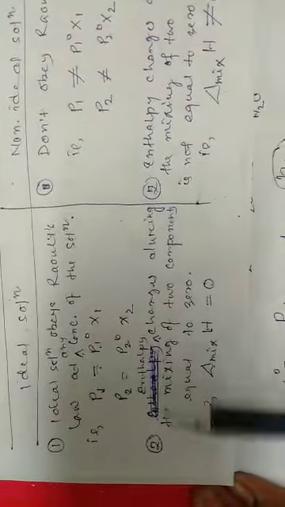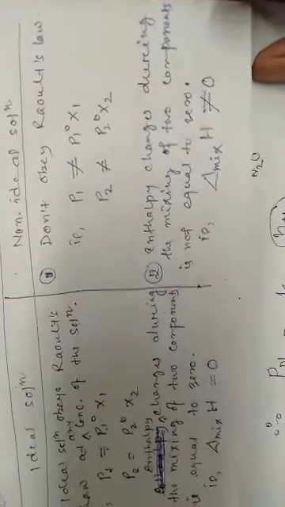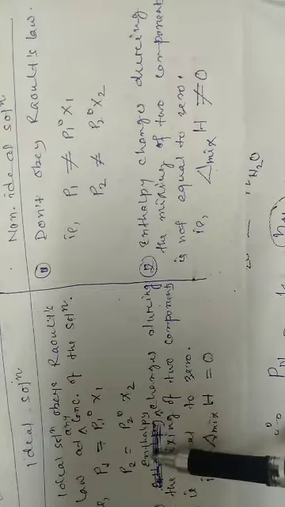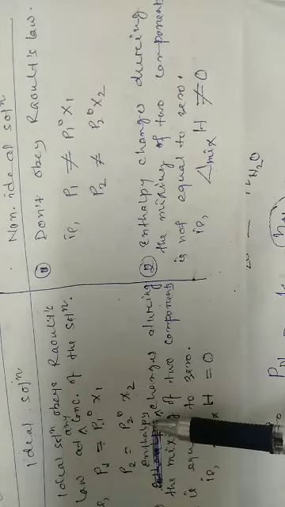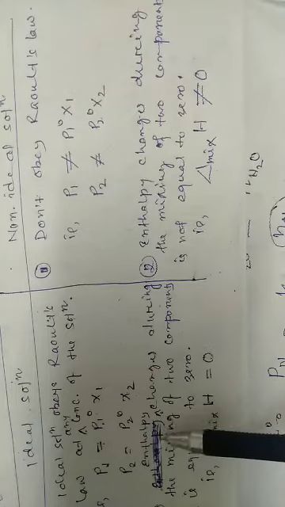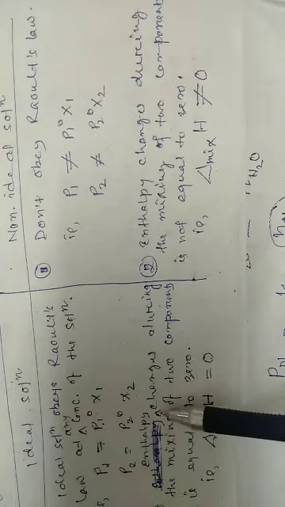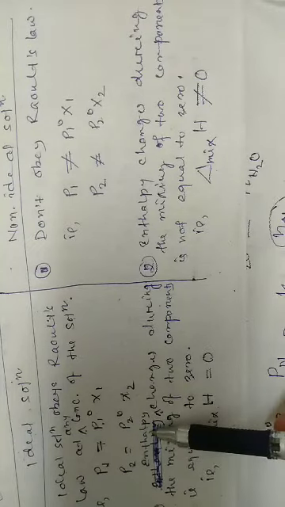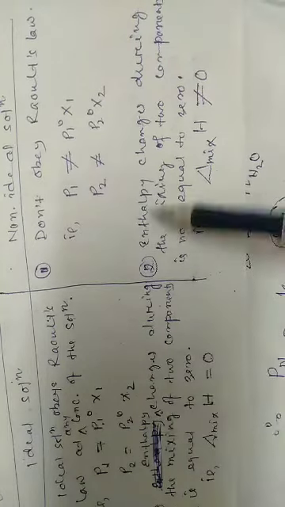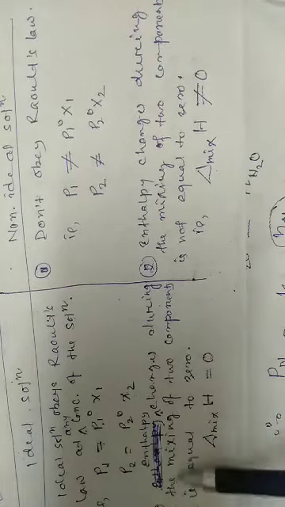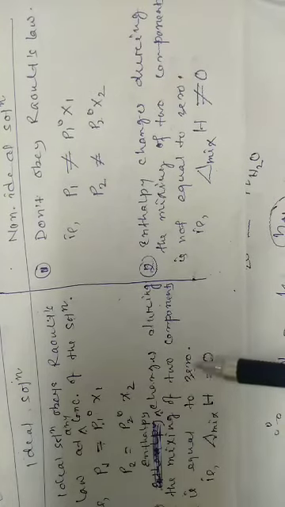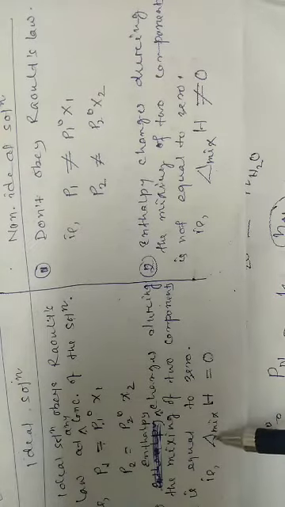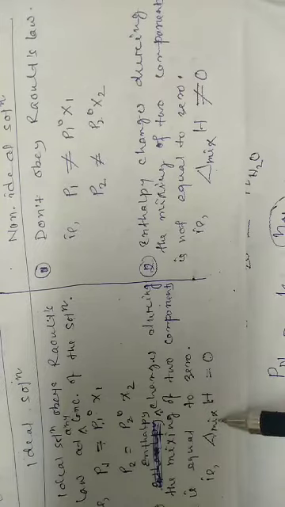Second difference between an ideal and non-ideal solution is related to heat or enthalpy. When enthalpy change is positive, process is endothermic. When enthalpy change is negative, process is exothermic. So enthalpy change during the mixing of two components is equal to 0. That means delta H mixing is equal to 0. Delta, that is change in enthalpy during the mixing is equal to 0.